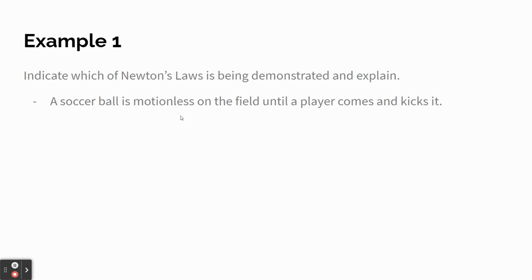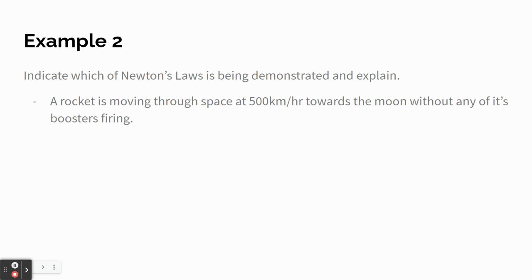A soccer ball is motionless on the field until a player comes and kicks it. So think about that. Here we have a soccer ball that's motionless, so it's staying in place until the player comes and kicks it, until an action occurs. So this would be law number 1, the law of inertia. The soccer ball will remain at rest until something comes and changes that. Okay, so this is Newton's law number 1, the law of inertia. The ball is staying in place until something comes and kicks it and moves it. That's number 1.